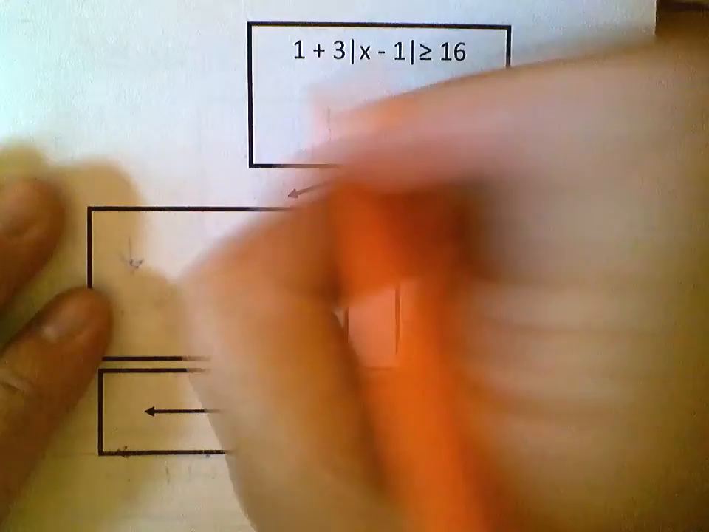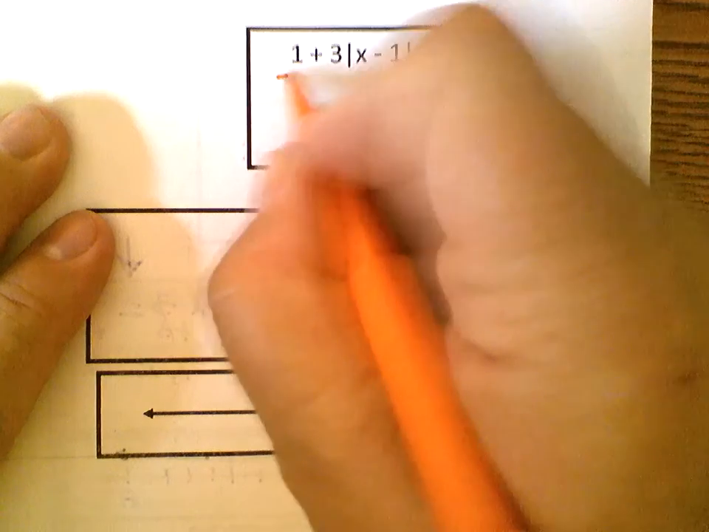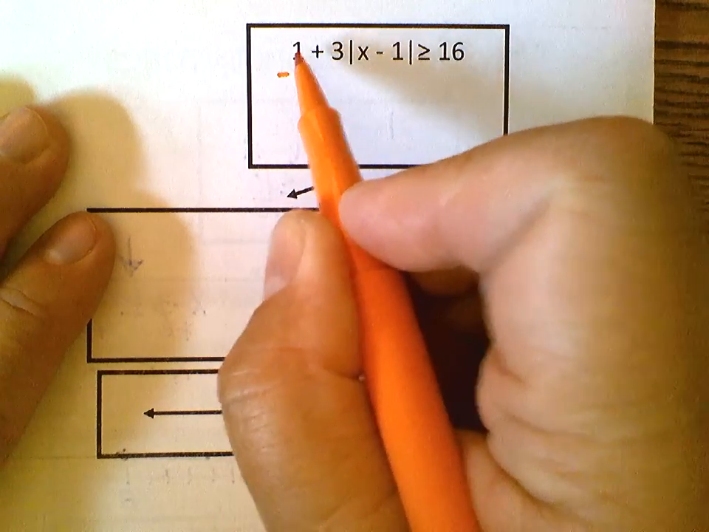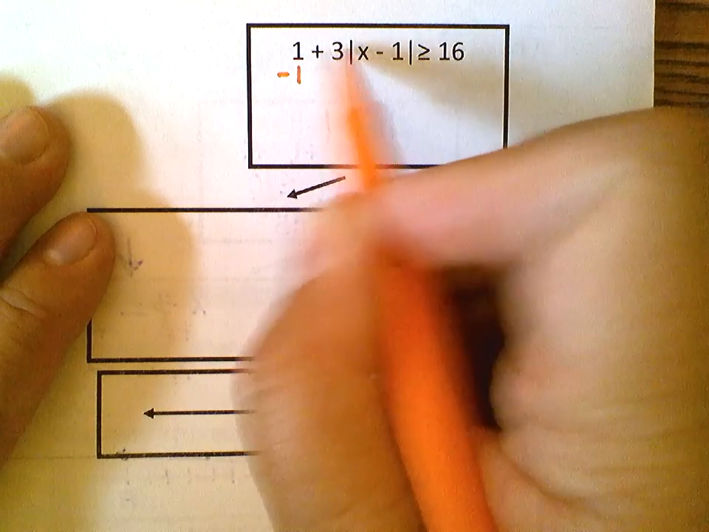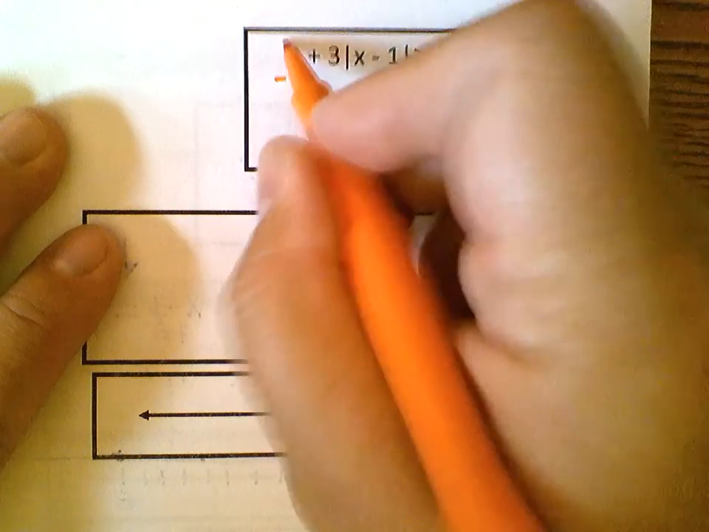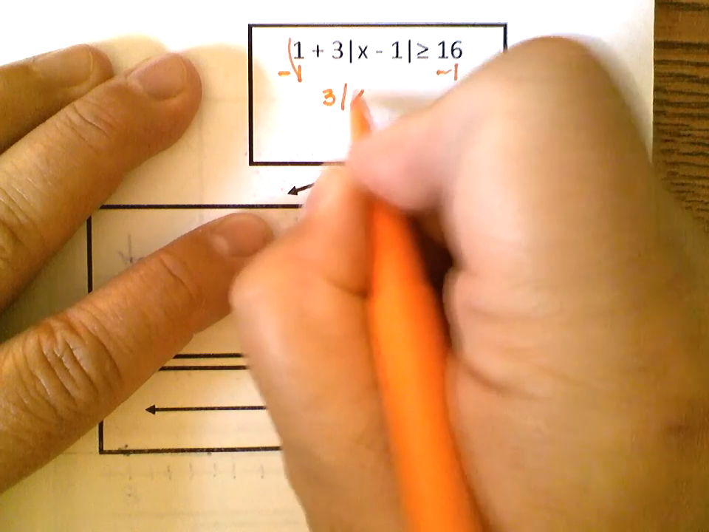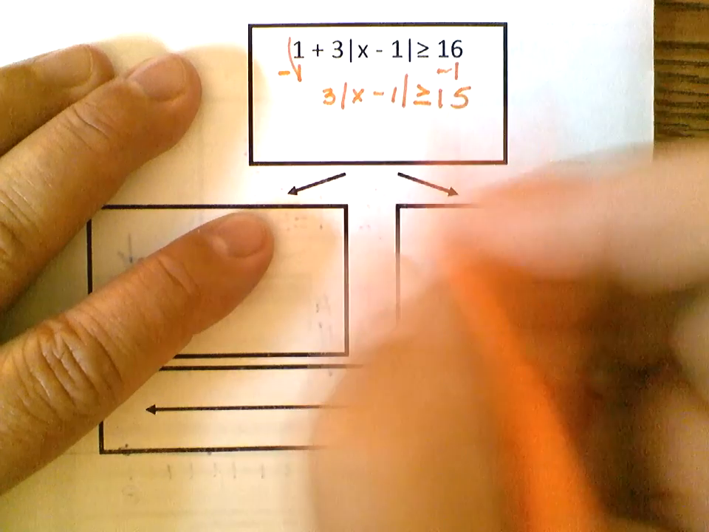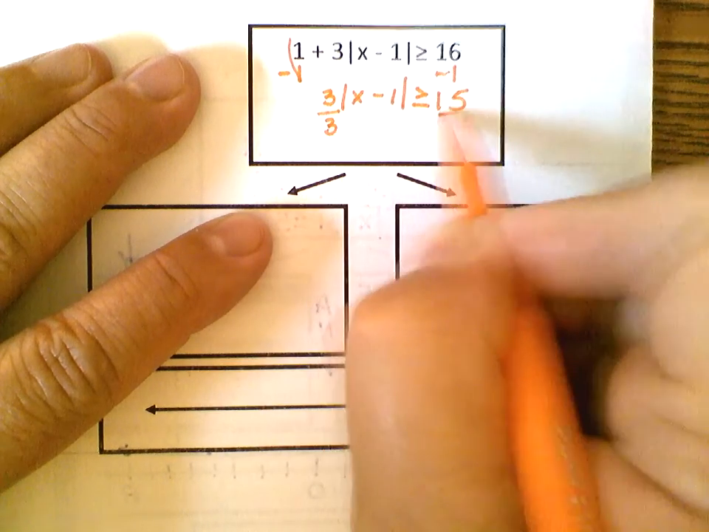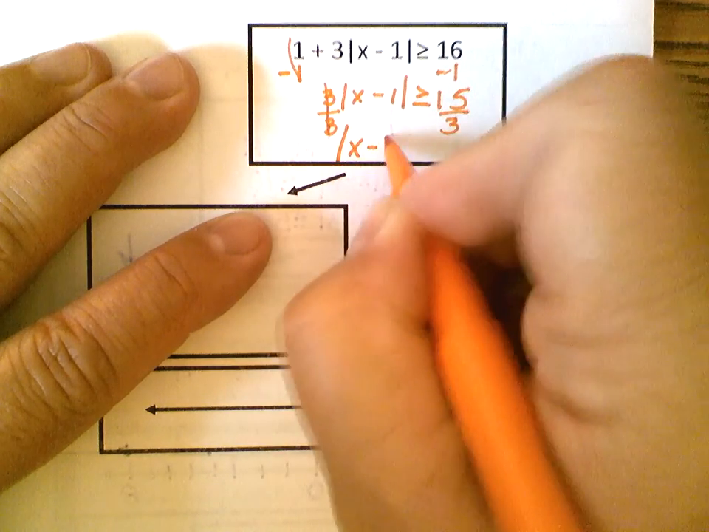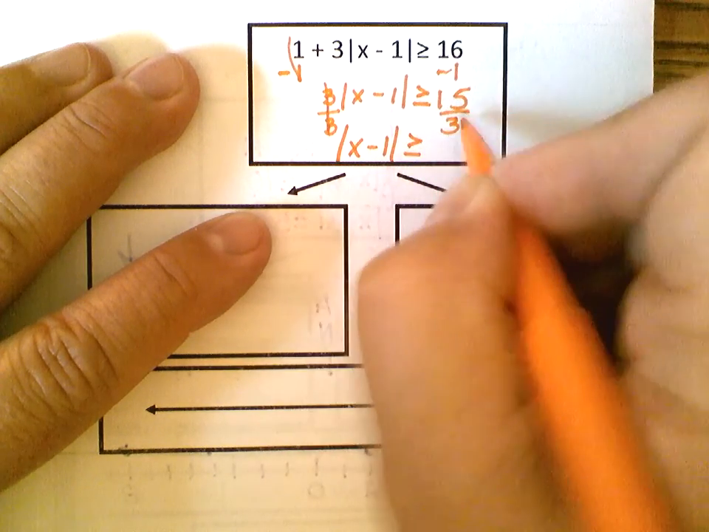All right, here's our third example. So I have to isolate the absolute value. Now, a common mistake here is that students will add the 1 and the 3 and get 4, but remember, you cannot add before you do multiplication in order of operations. So we can't do that yet. So I'm going to subtract the 1 over. That leaves me with 3 times this stuff, and I have 15, and I can't multiply, so I'm going to divide both sides by 3. So I got the absolute value of x minus 1 is greater than or equal to 5.